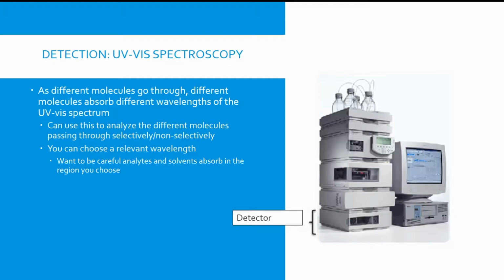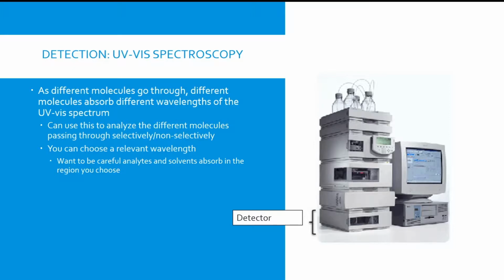So we can use that to our advantage because we can selectively and non-selectively see what materials are passing through the HPLC once they've been separated. How you do this is you choose a specific wavelength that matches both the analytes you want and the solvent that you're running through. You want to make sure that they're not different wavelengths, and that the wavelength is the same for both.